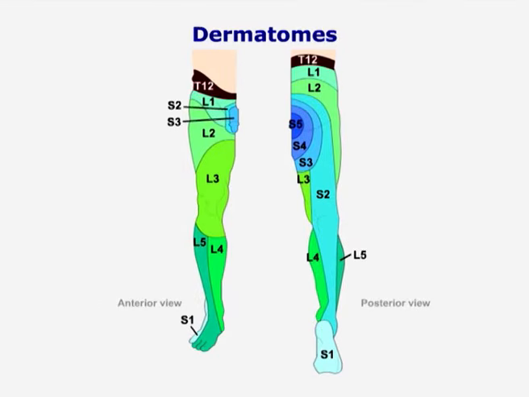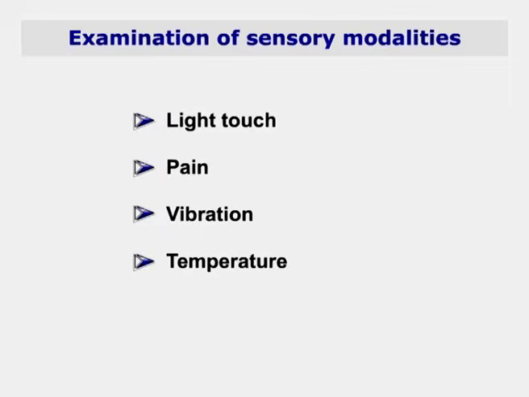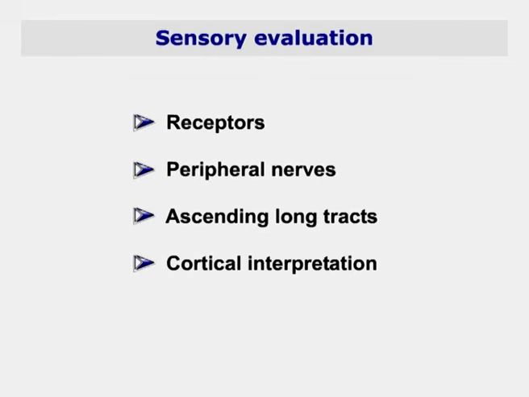In the lower limbs, note the L1 dermatome, which is over the superior part of the thigh anteriorly, and then progress inferiorly until S2 dermatome in the posterior aspect of the thigh. Note the knee is from L3, the big toe from L5, and the small toe from S1. When performing a sensory test, we assess for the sensory modalities of light touch, pain, vibration, and temperature. The reason for testing different modalities is to assess the integrity of the receptors, the peripheral nerve, the ascending long tracts in the spinal cord, and their cortical interpretations.